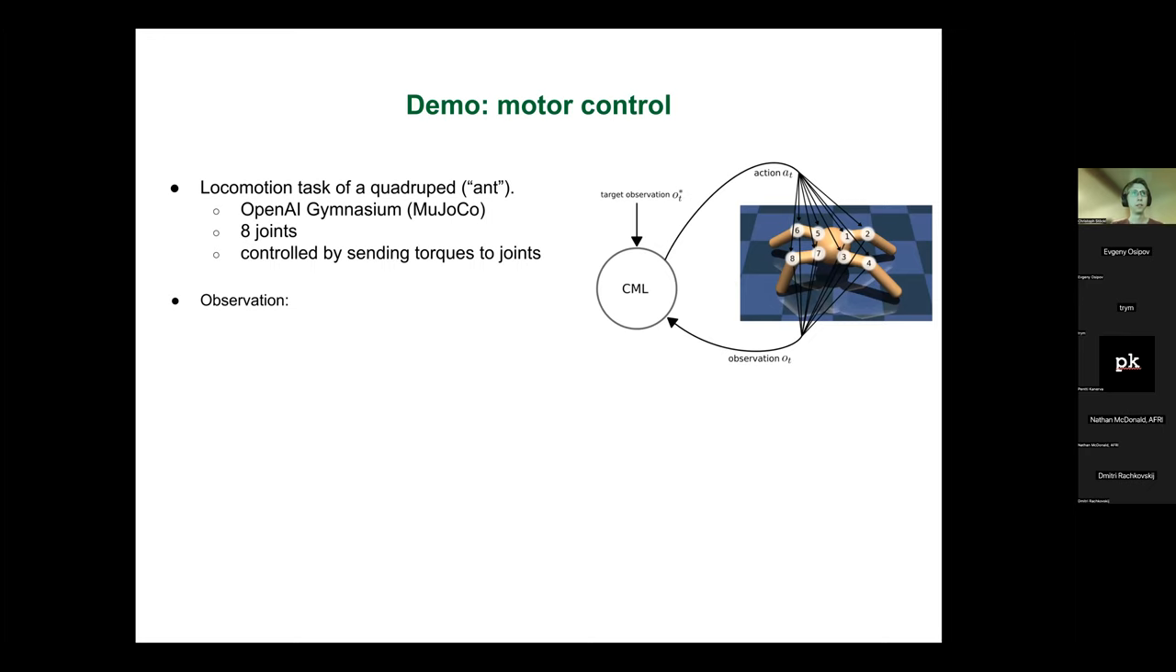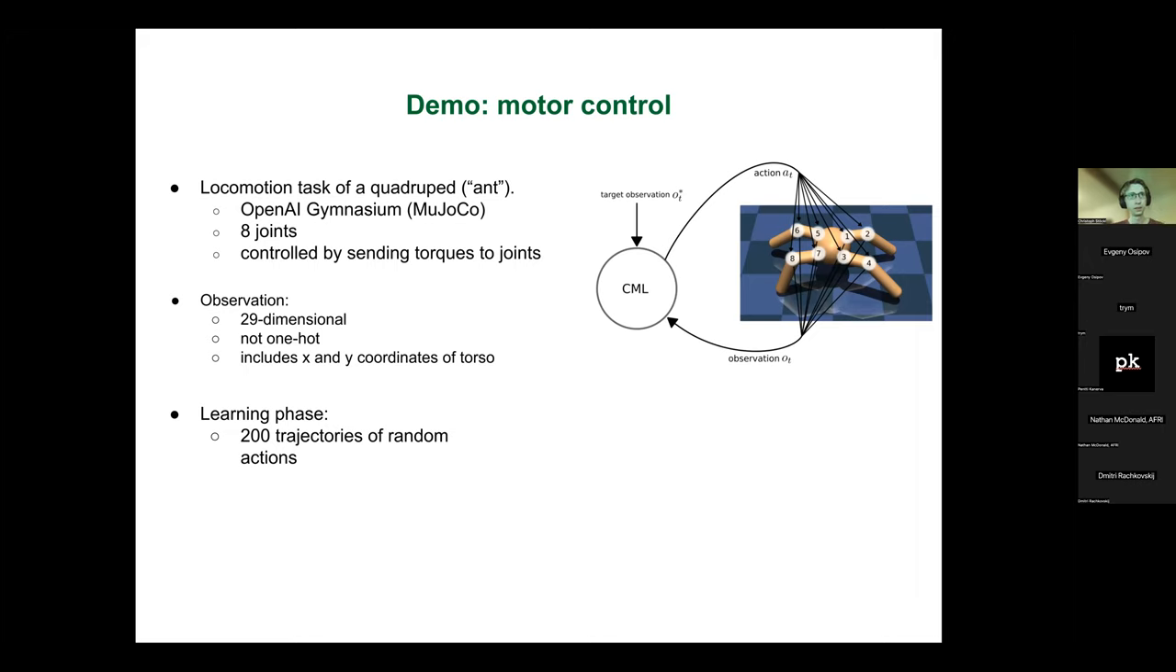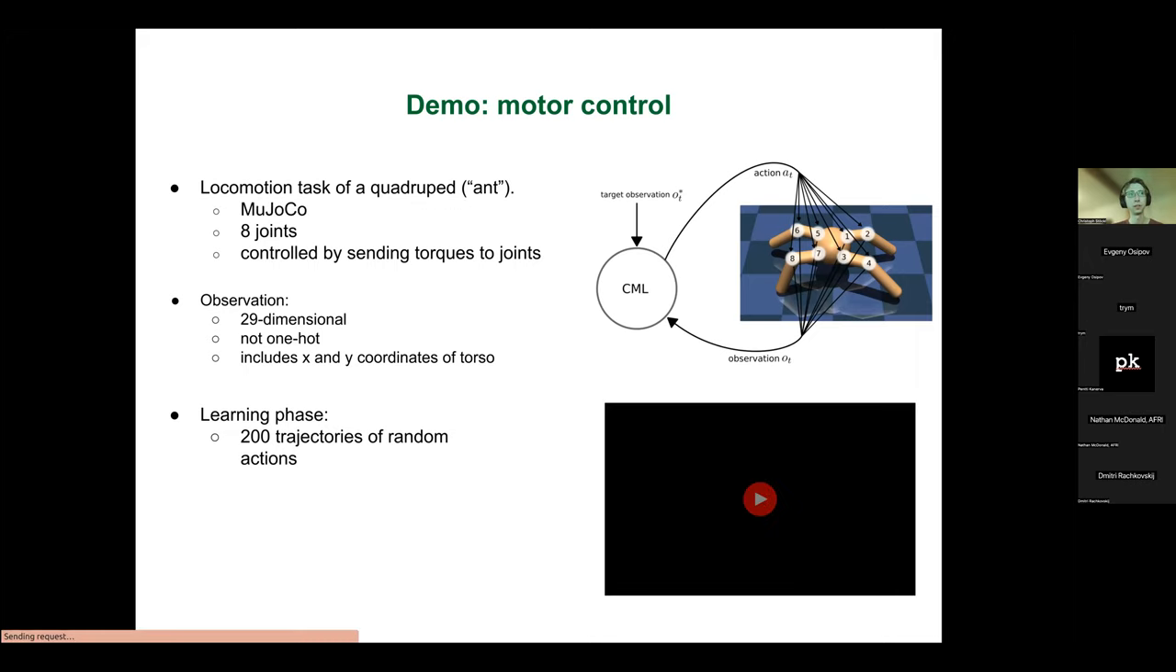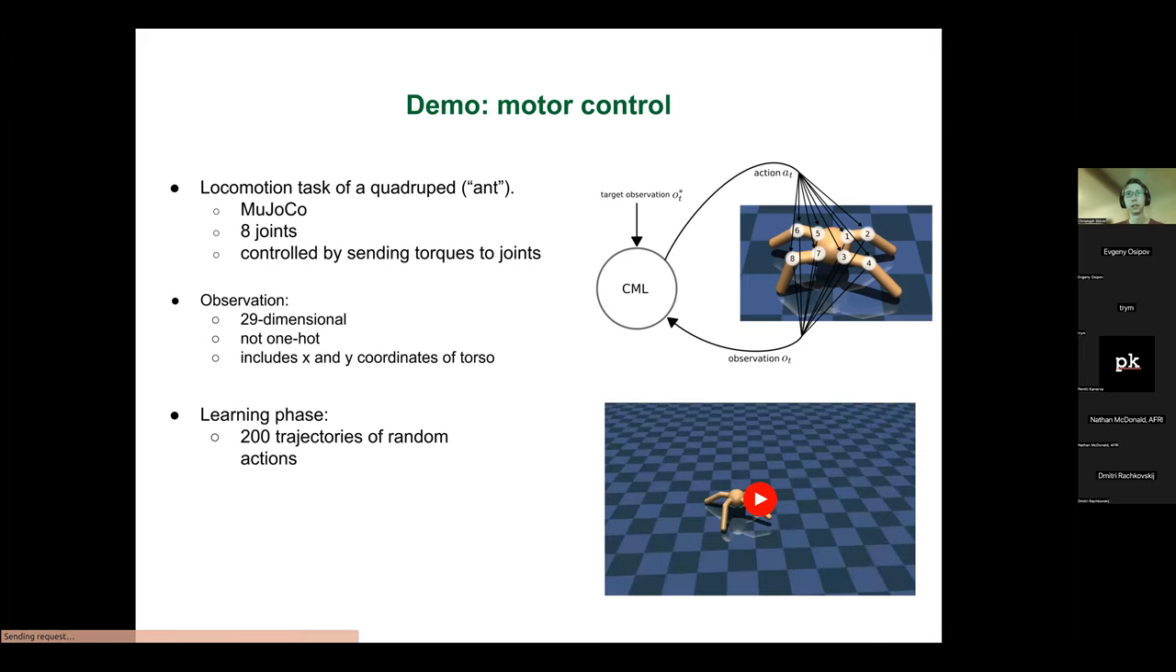So the observations here are 29-dimensional, which means they're not one-hot encoded. And they also include the X and Y coordinates of the torso of this ant. In the learning phase, 200 trajectories of random actions were given. And one of them, you can see, looks like this. So it's really just random wiggling of the ant. And the CML really tries to make sense of these actions and integrate them into its own high-dimensional state space to understand what they mean.